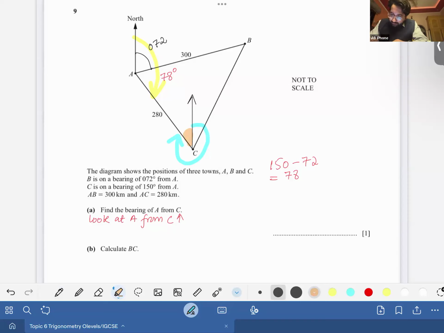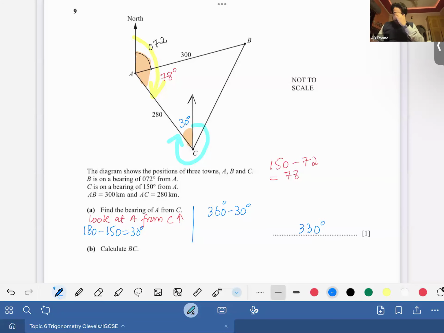We know that this plus this would be equal to 180. So 180 minus 150, since 72 plus 78 is 150, would be 30 degrees. So this angle would be 30 degrees. This blue bearing would be 360 minus 30. So the answer is 330. Understood, Ramin? Yes, sir.